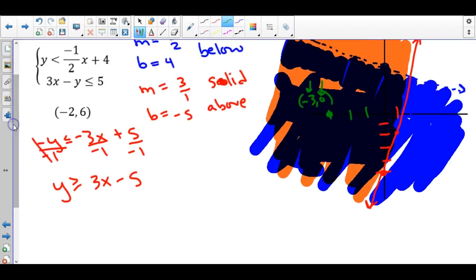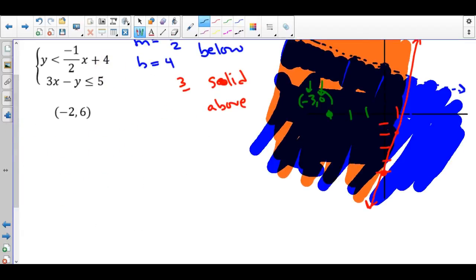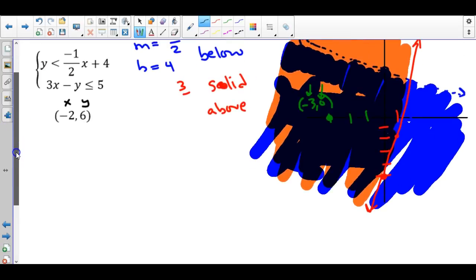I'm going to take the system of inequalities, and I'm going to use the point negative 2, 6. Negative 2 being my x value, 6 being my y, and I'm going to substitute it in both of these. So we can see where negative 2, 6 is on my graph. It's going to be up here somewhere, and we'll see if it algebraically satisfies the system. So I'm going to take 6 and substitute it for y in my top inequality, and I'll take negative 2 and substitute that for x.